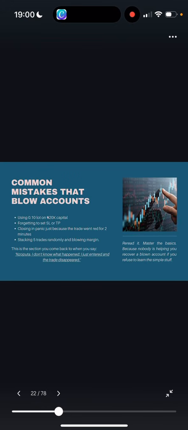Now, here are some common mistakes you should avoid that can actually blow your account. The first one, using 0.1 lots on a 20k capital. Also the same thing I say, using 0.1 lots on a small account because you want to make more money. I've already explained this during the tutorial, but the reason I'm saying this again is because it is better for you to fight and live another day than to lose your entire account in one trade. It is very painful, especially if you don't have the funds to keep trading.